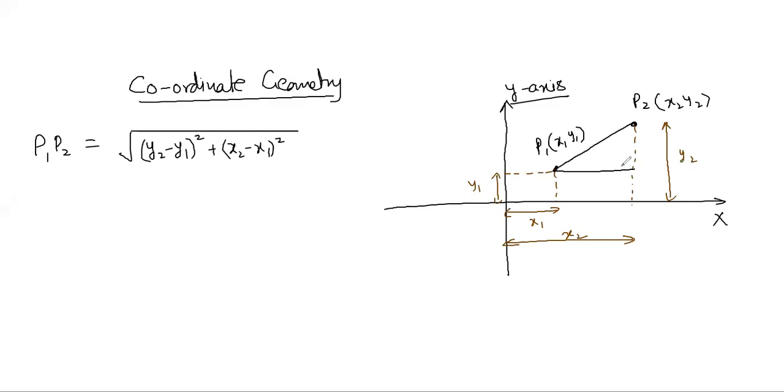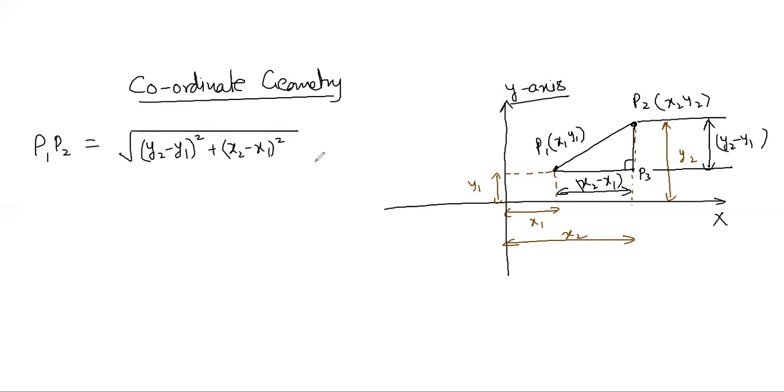If I complete this triangle like this, let us call this P1, P2 and this P3. So P1P2 whole square will be equal to P2P3 whole square plus P1P3 whole square. This length P2P3 will be y2 minus y1, and this length is x2 minus x1. So from here we can easily calculate the length of P1P2 in terms of x1, x2 and y1, y2, which are the coordinates of points P1 and P2. So this you already know.